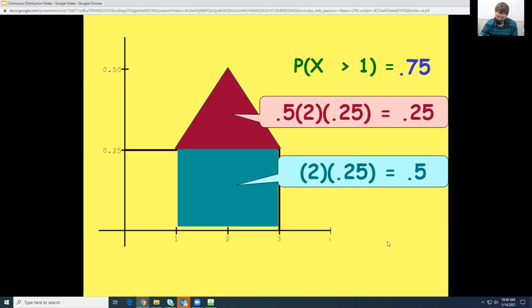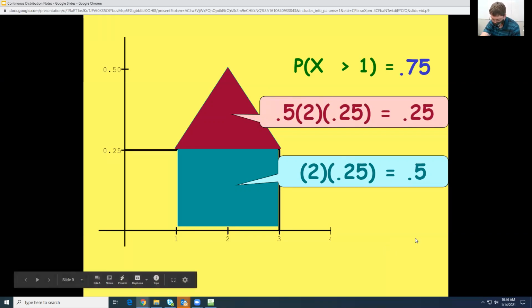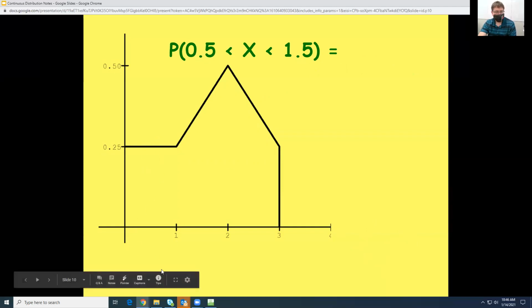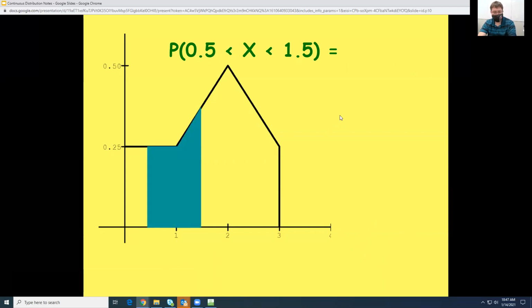All right, next one to look at is the probability of 0.5 to 1.5 for my distribution of x. So x is greater than 0.5 and less than 1.5. I'm gonna have a little bit here and a little bit here. It's not gonna make a perfect shape, but if you watch as they fill in, there's a rectangle there and a trapezoid there. So again, break it down into 2 separate shapes.